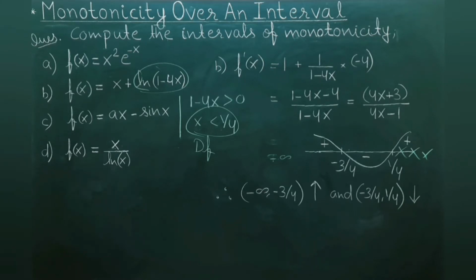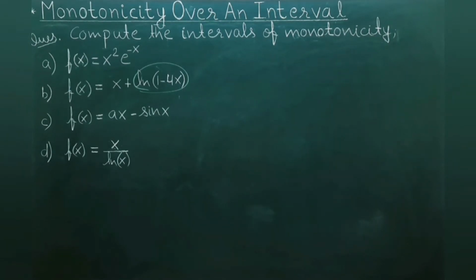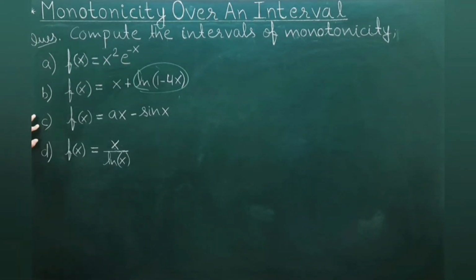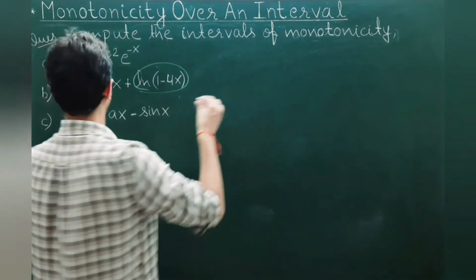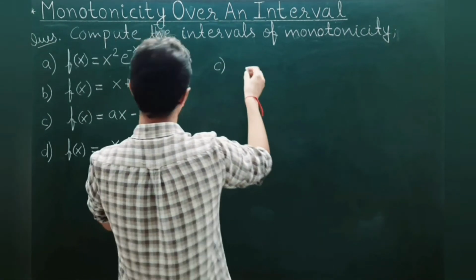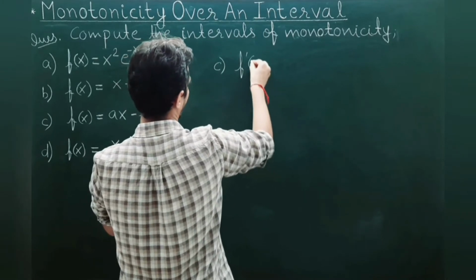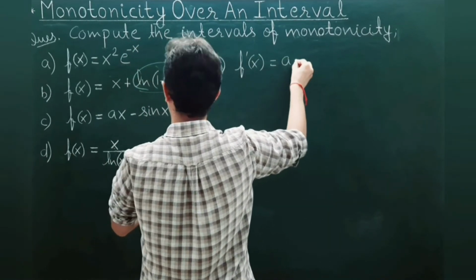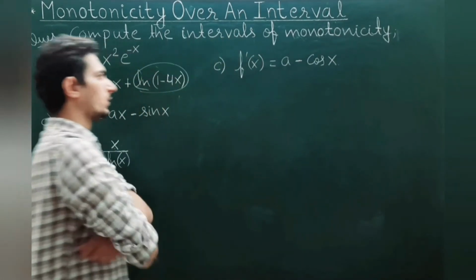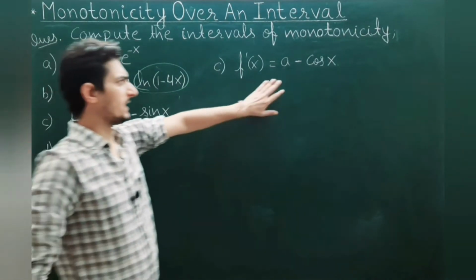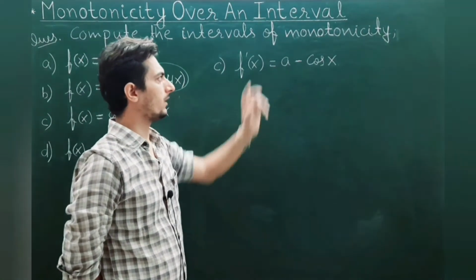So here we have another problem. Do try it again. I'm giving you a minute to try this one. Okay, this C part is a little different because here we have this arbitrary constant A, so it may affect its monotonicity. So let's see what the derivative tells us first. f'(x) is A minus cos x. Of course, whether f'(x) is positive or negative will depend upon A.